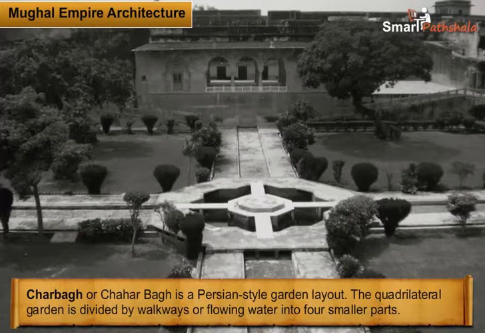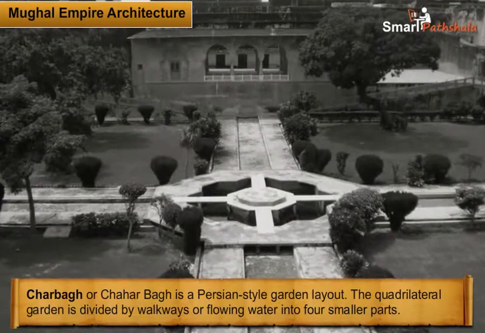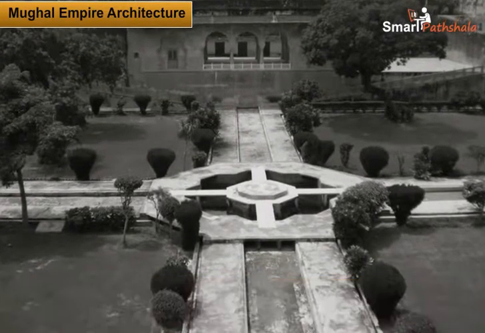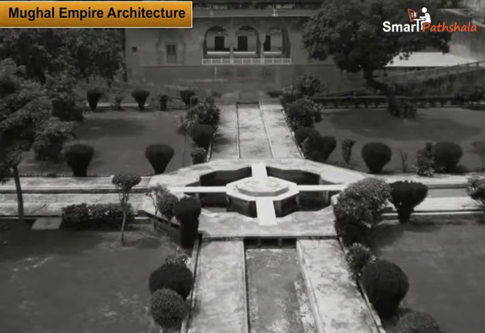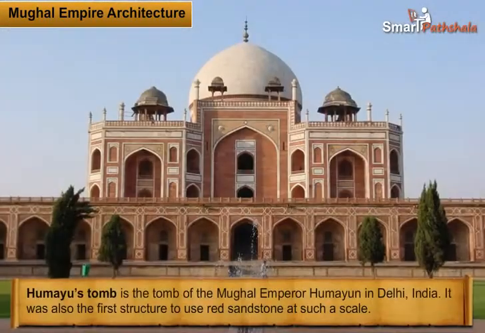Char Bagh or Chahar Bagh is the Persian-style garden layout. The quadrilateral garden is divided by walkways into 4 smaller parts. The garden of the Taj Mahal in India is the most famous example of this style.